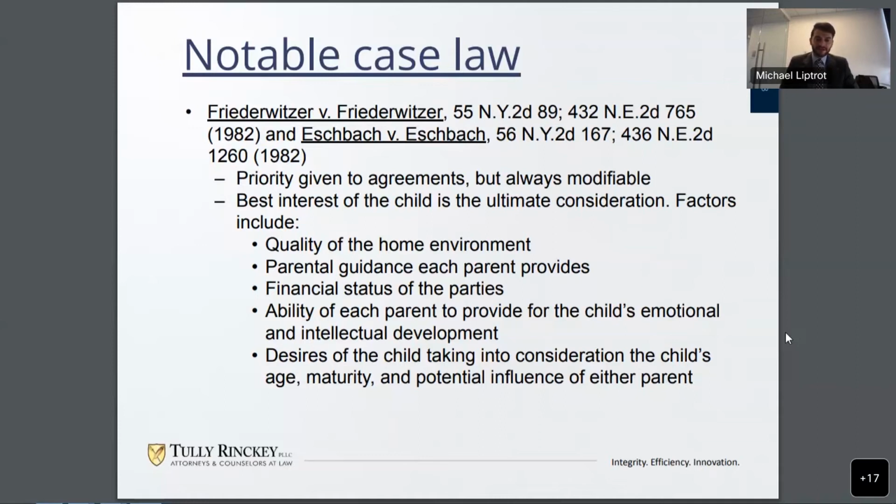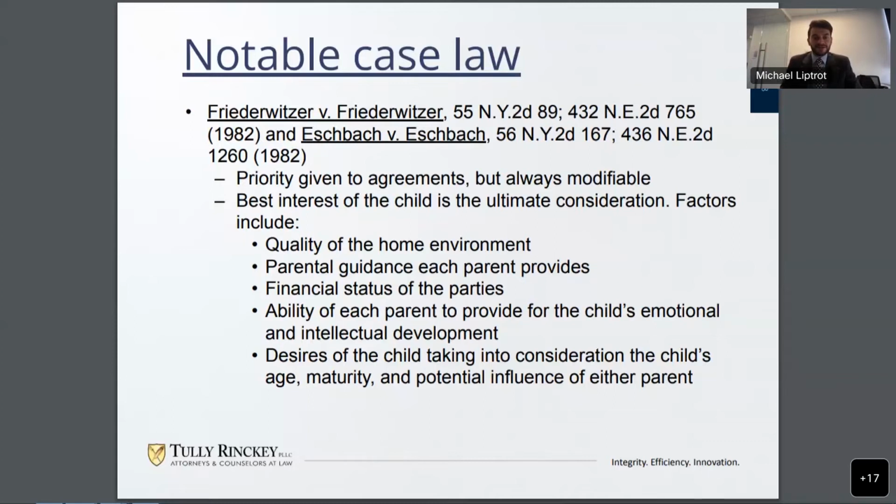It's great that we give people the ability to contract, and generally contracts are fully enforceable, and we want to make sure that's an important thing to maintain. But in the case of custody and visitation, if circumstances change and the best interests of the children require it, those agreements can be modifiable, either by subsequent agreement or court order.